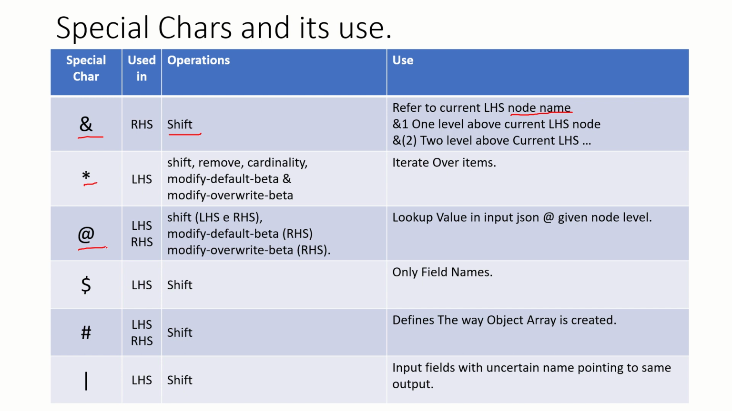At the rate means go and look for a field's value. So at the rate means it will go to a particular level and look for a particular field value. So look up into the input JSON on a given level. It can be used with shift, modify default beta, and modify override beta.